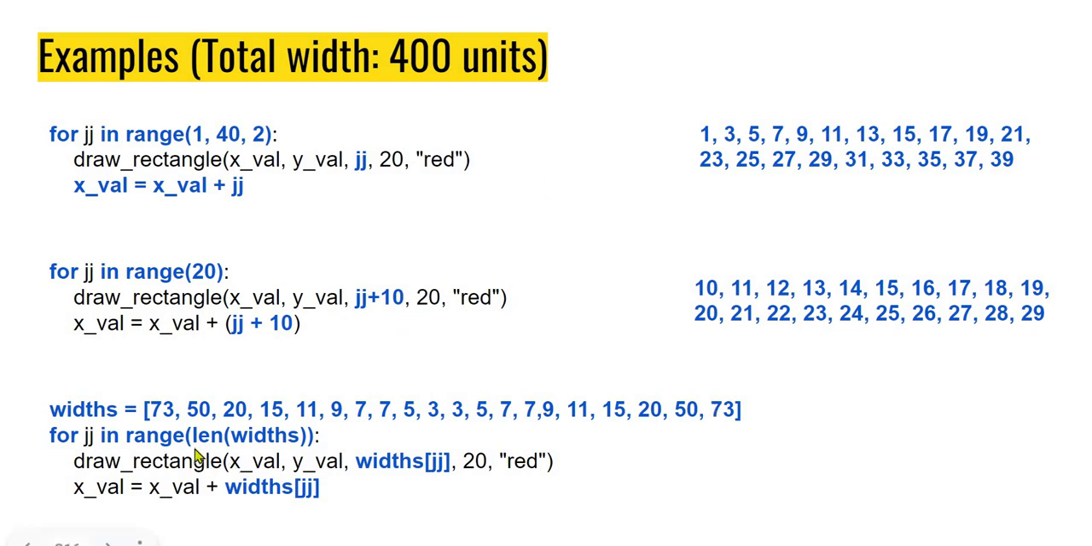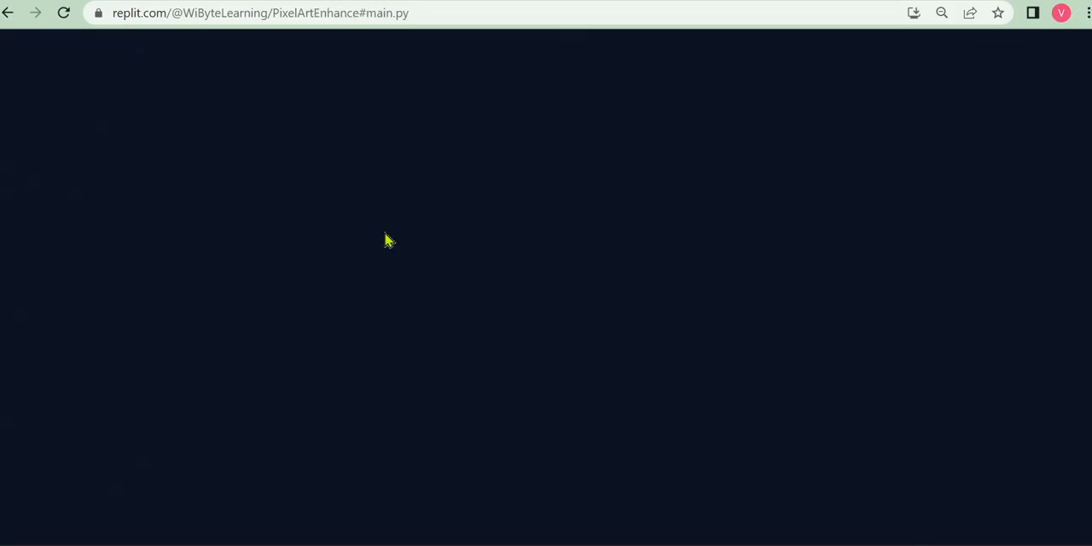Now what I'm doing is taking the width of the pixels from this list called widths. Again, I'm indexing into this list and picking up, let's say, 73, 50, and so on. Just like here, my x value must change with the widths that I'm looking at. This is a very interesting idea. Let's see this a little bit in code so that it becomes a bit clearer.